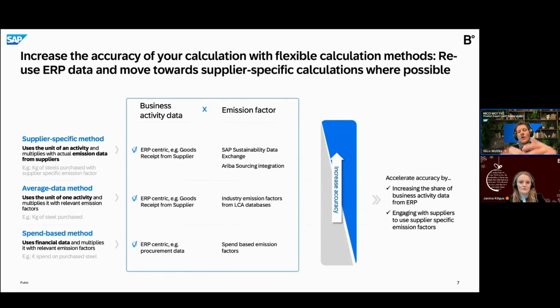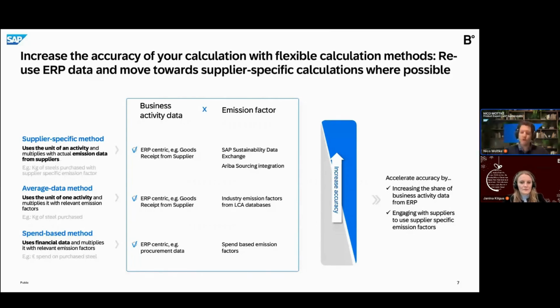When you then get more accurate, you can use the average data method, which means that you now use the unit of one activity, like, for example, steel. Again, information you get from the ERP system, so from your transactional data, like the goods receipt from supplier. And then we can again multiply this with an emission factor. Also here, we provide lots of emission factors already pre-delivered in the system, but are very flexible to also bring in your own data.